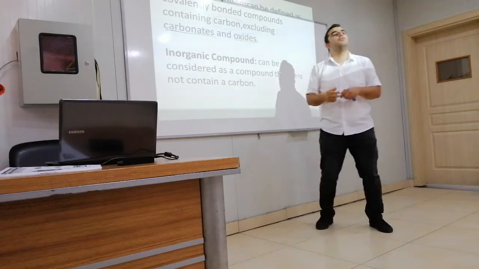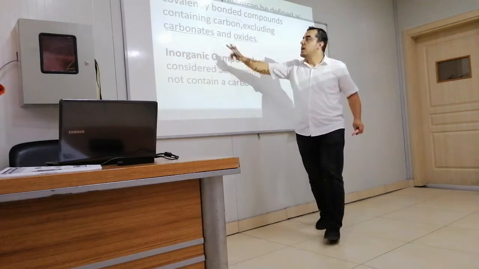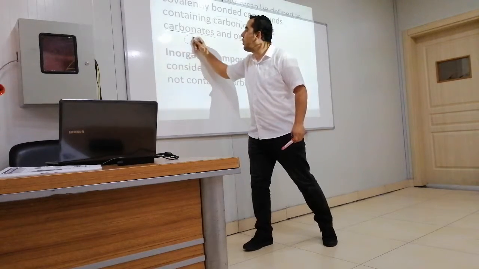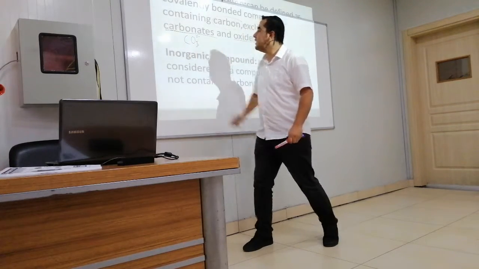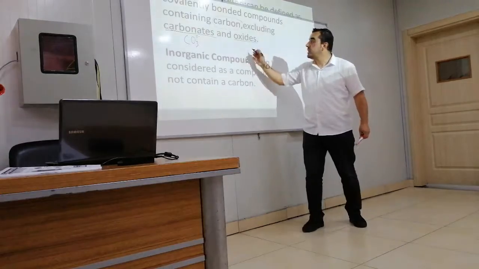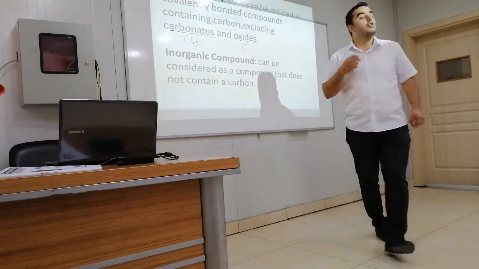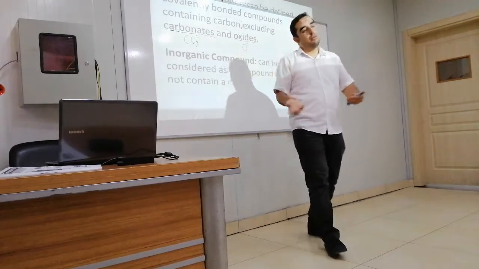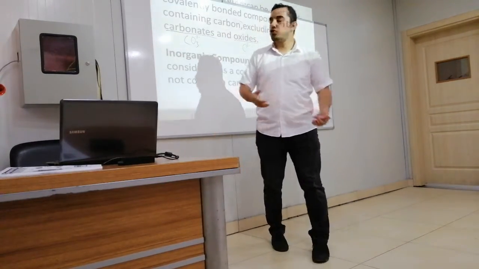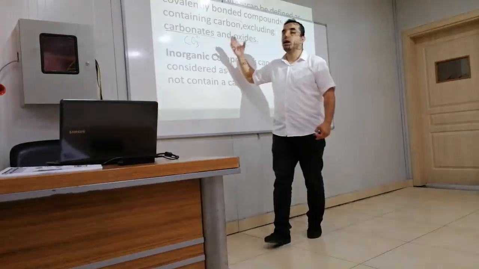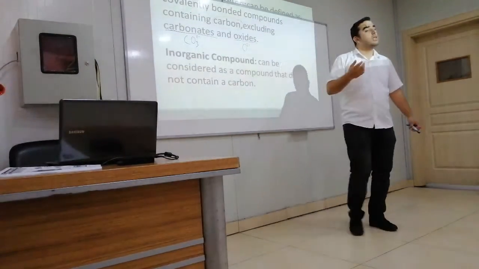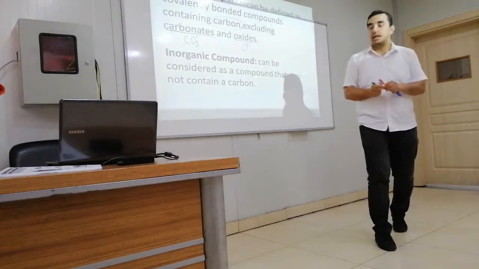Can you tell me the formula of them? I think we learned last lesson. Carbonate means CO3 2 minus, and oxide means oxygen 2 minus. It means that if your compound consists of carbon, but the carbon is combined with a carbonate or oxide, we cannot call it organic.